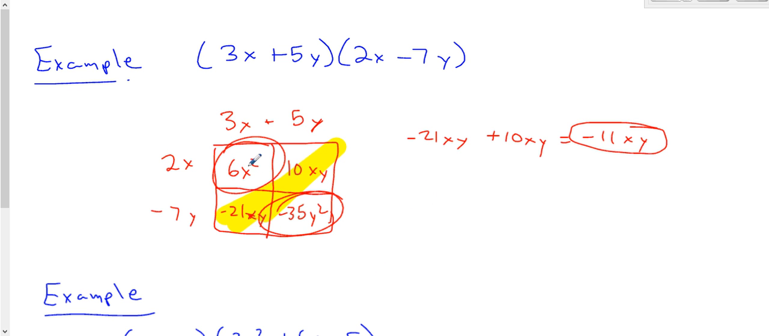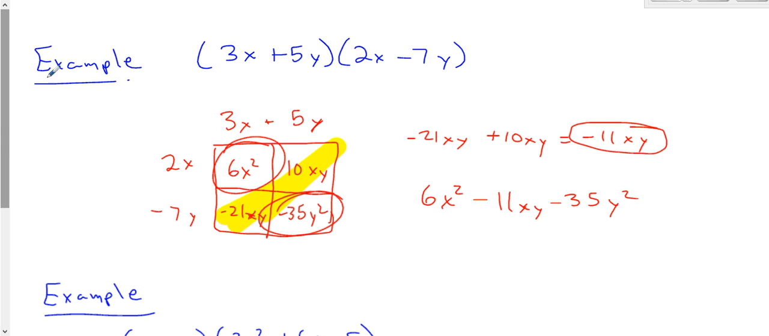So I'm going to go ahead and write these from top left to bottom right, and the middle terms create that middle term. So 6x squared, and then again, like I said before, minus the 11xy because it was a negative, and then this is negative also, so minus 35y squared.